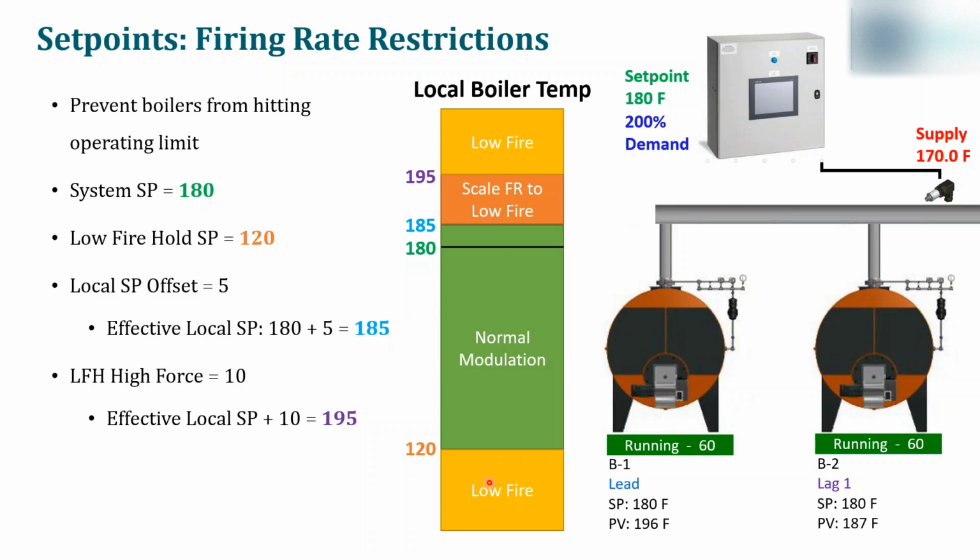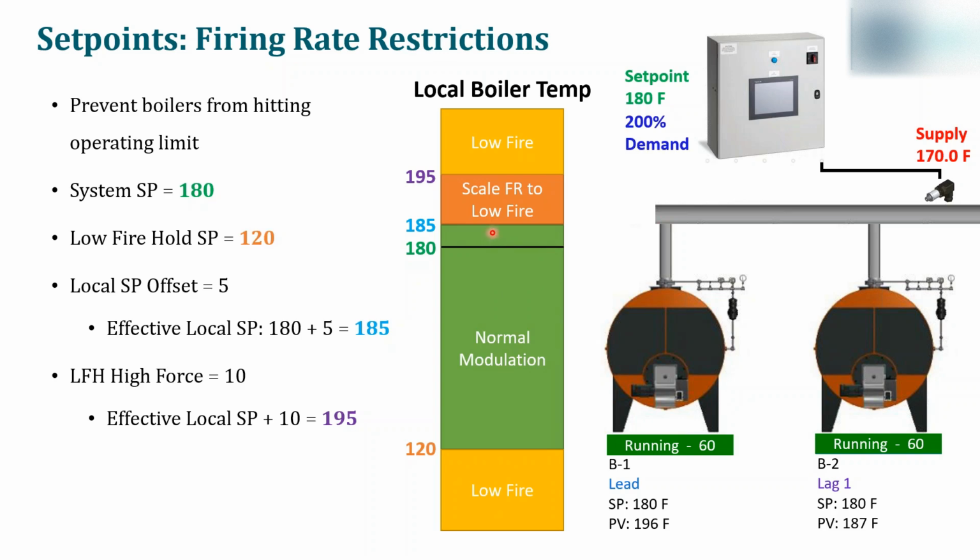So just to go over this one more time, if we turn the boiler on, it's below 120 degrees, it's at low fire. As soon as it gets above 120 degrees, now we're in the normal modulation zone, okay? And now the boiler's around 180 degrees, let's say, but just below. So it's able to be at 100% firing rate because it's being commanded at 100% by the master panel. But the local temperature now starts to go above 180.